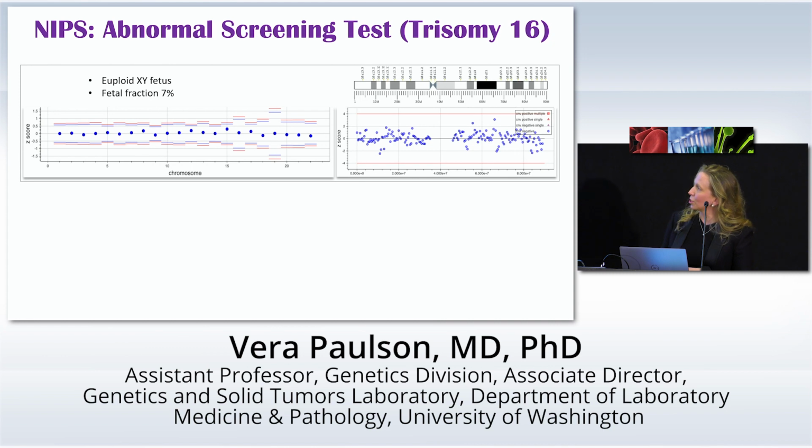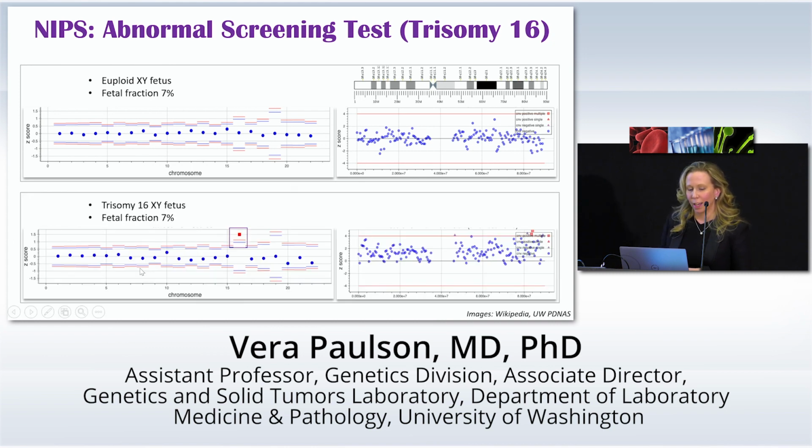A different example, just a reminder, normal on the top. And here instead, we have gain on a different chromosome. This is 16. And again, if we look here, it's a little more subtle than the last one. The fetal fraction is lower, but all of the dots are above that 0 line. So there would be concern here for trisomy 16.